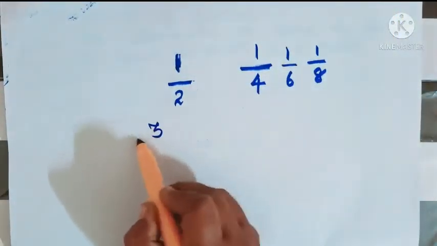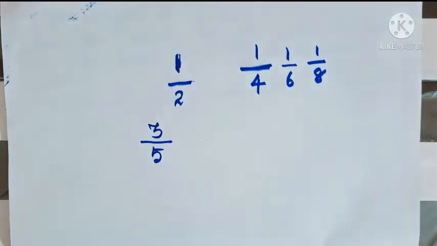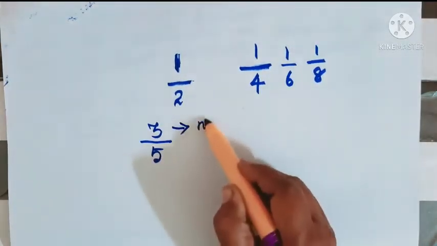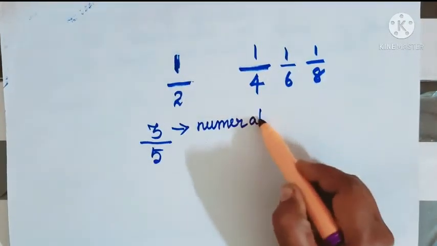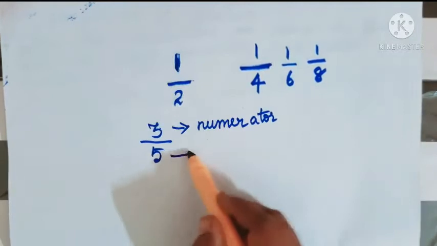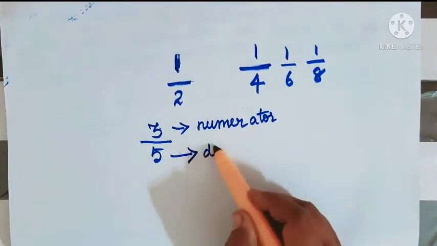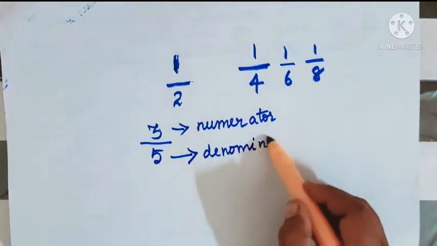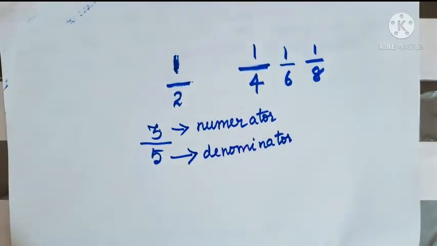Fine. Here, this 3 by 5, this is the numerator. What she ate is the numerator. And the total number of pieces is the denominator. Is it clear, dear? So here the numerator, the definition is given as the number above the fraction bar that tells how many parts we are interested in. That is what she ate.